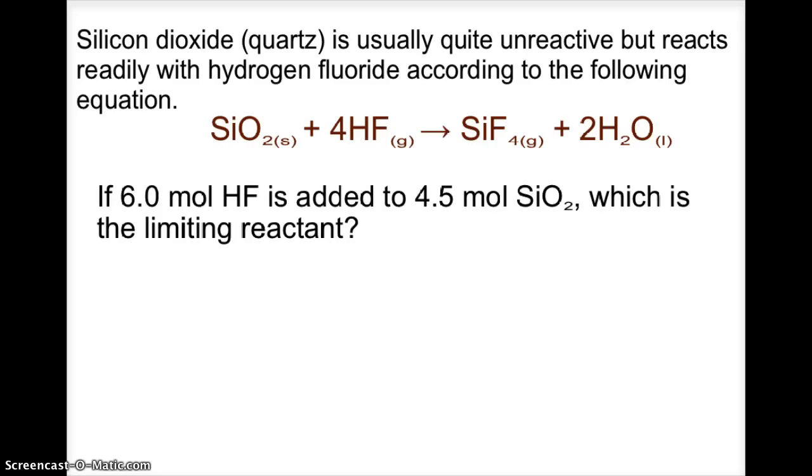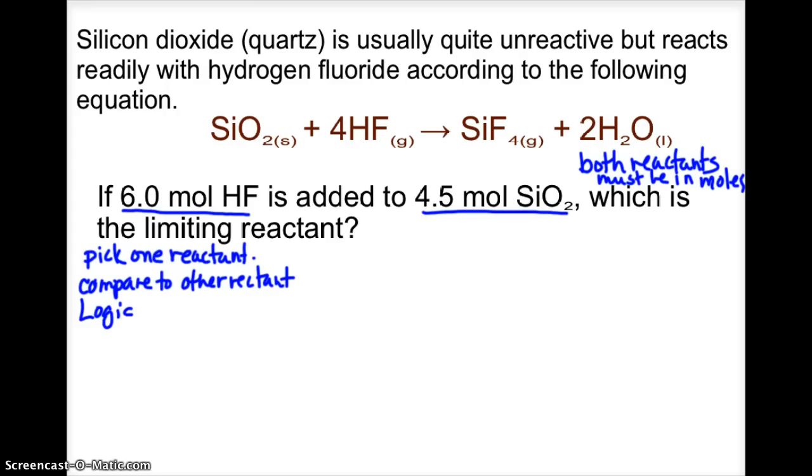How to calculate limiting reactants? There is a mathematical idea of how to calculate these. Here in this reaction, silicon dioxide quartz is usually quite unreactive but does react with hydrofluoric acid according to the following equation. If you have 6 moles of HF and they're added to 4.5 moles of silicon dioxide, which would be the limiting reagent?